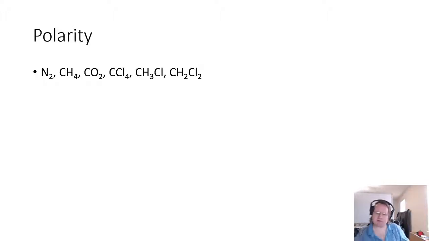So here we're going to review some information from 1211 on polarity. I want to start with these molecules I have listed here, N2 through CH2Cl2. First, I'd like you to look at this, pause me, and try to identify which of these are polar and which are not.